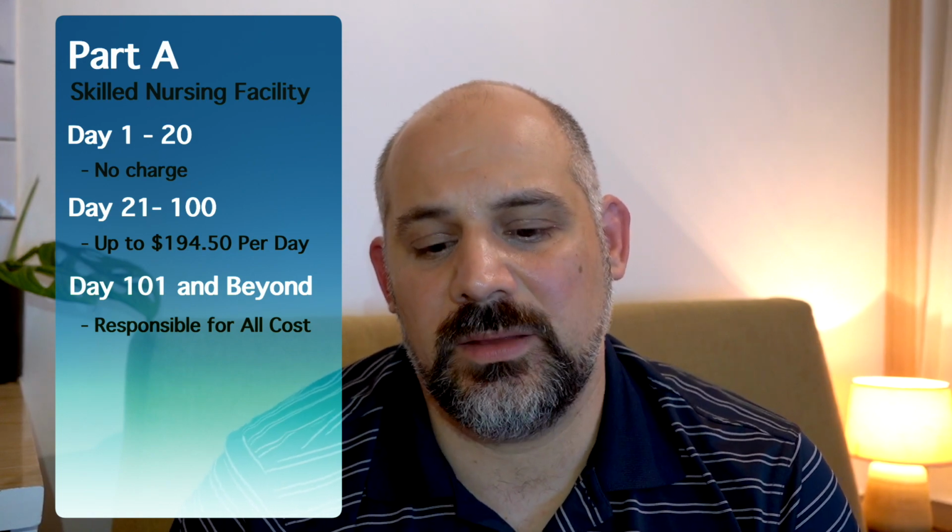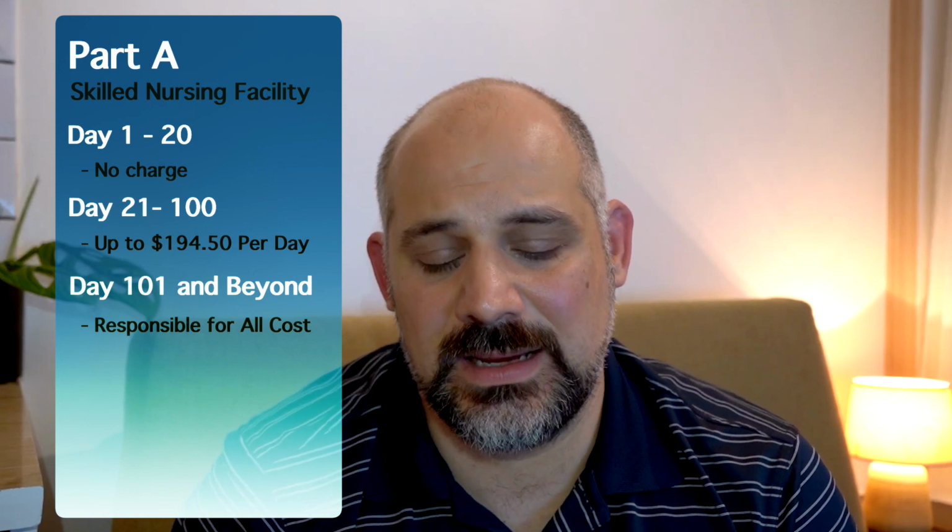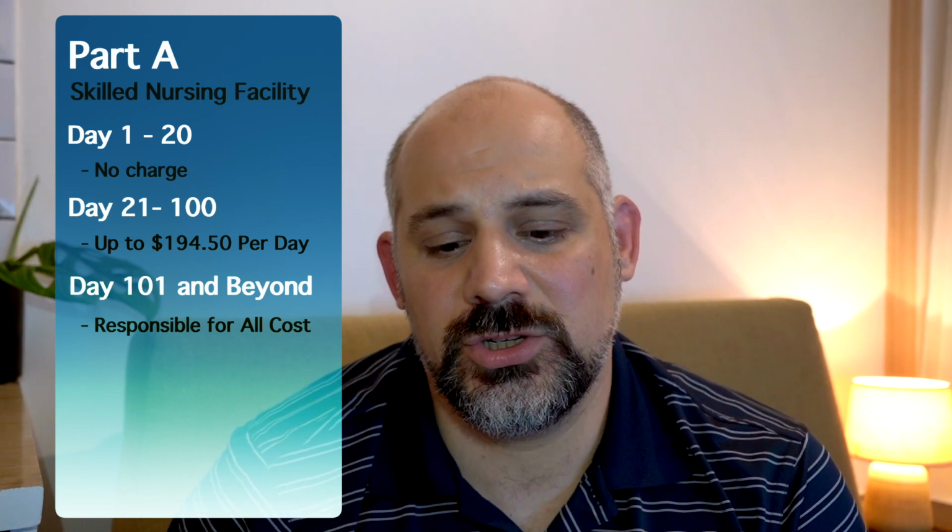When it comes to a skilled nursing facility, there is a different schedule of benefits. Days 1 through 20, there will be no coinsurance for those days. Days 21 through 100, you will have to pay up to $194.50 per day. And days 101 and beyond, you would be responsible for all of the costs.